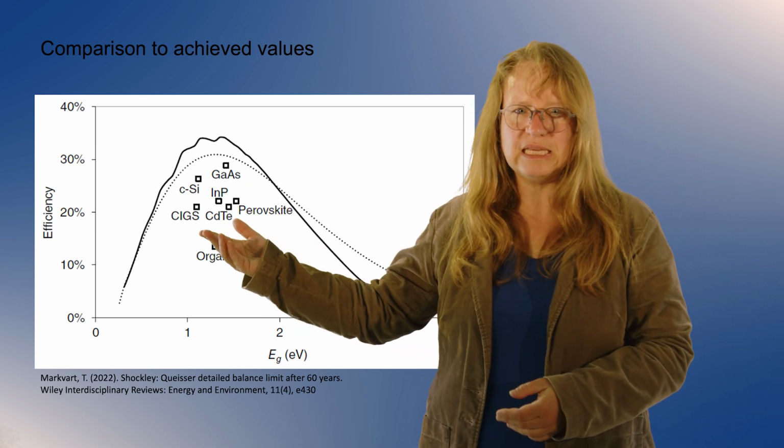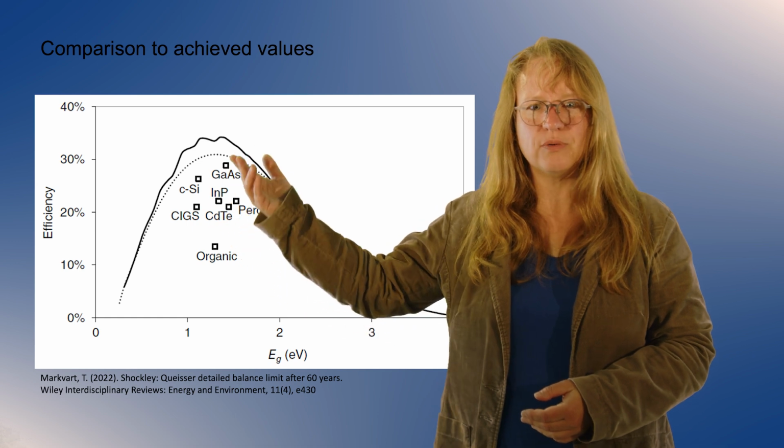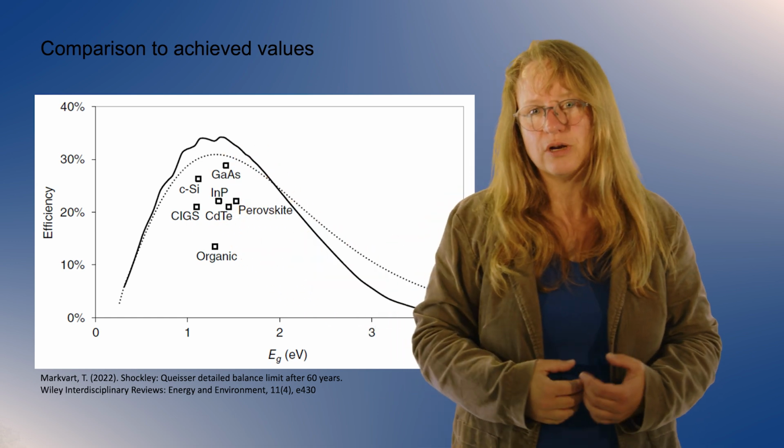So therefore, you can see here that, of course, none of the actual materials has an efficiency better than the Shockley and Queisser efficiency. And by using the Shockley and Queisser argument, you can check how close you are to the ultimate thermodynamic efficiency limit.